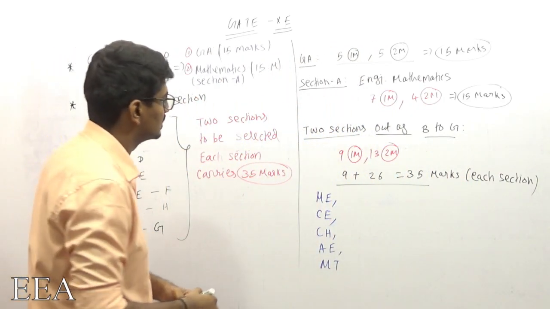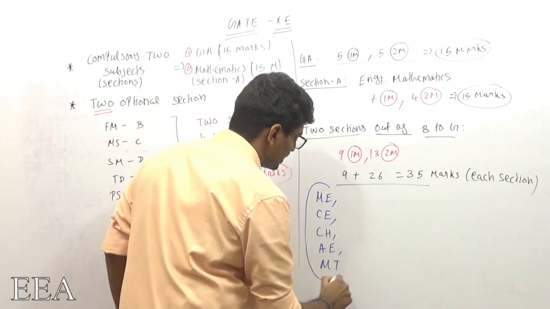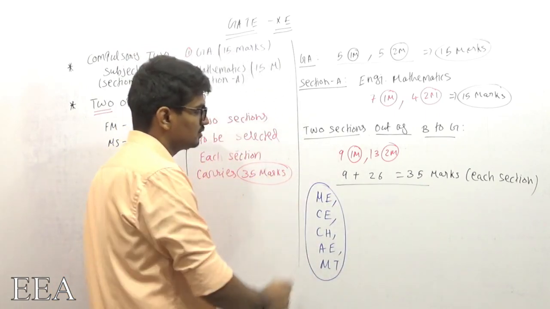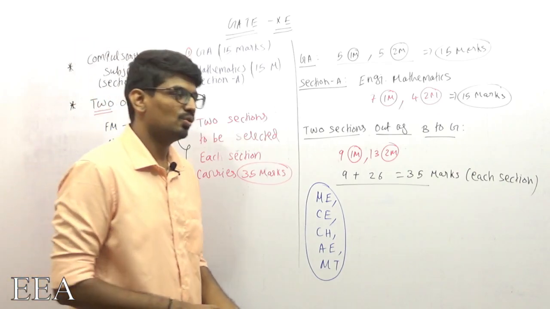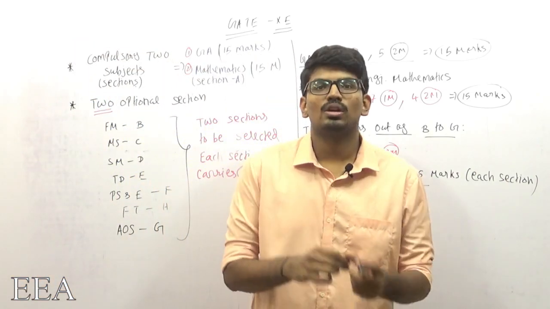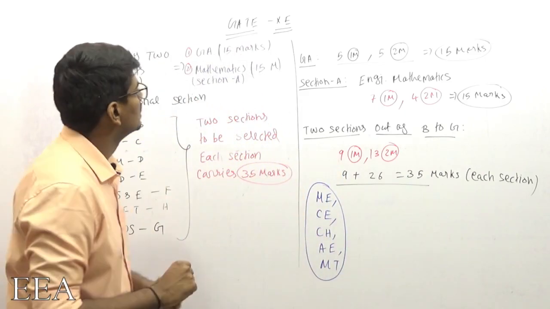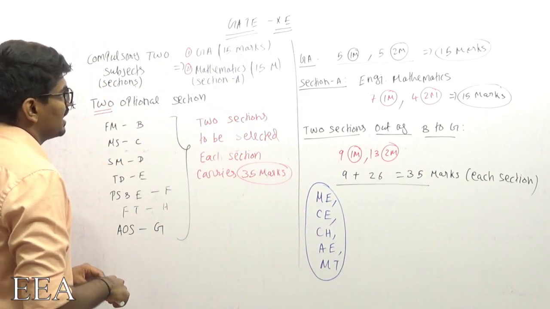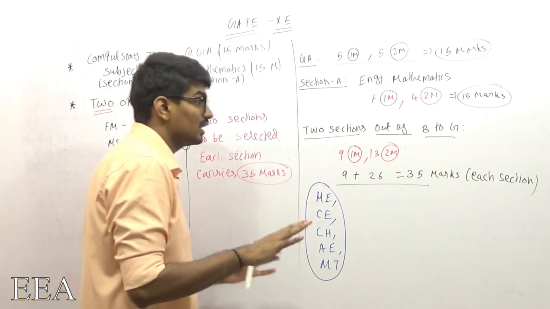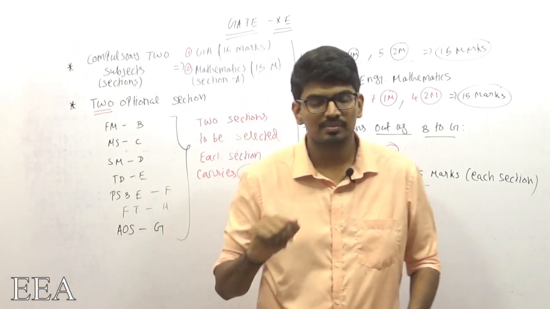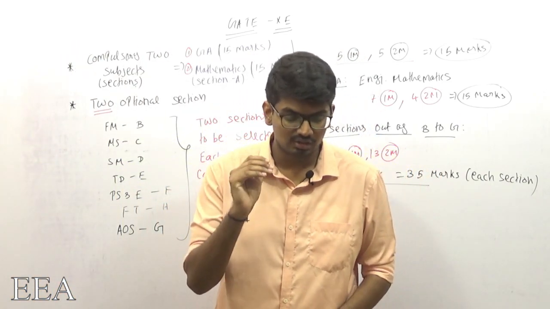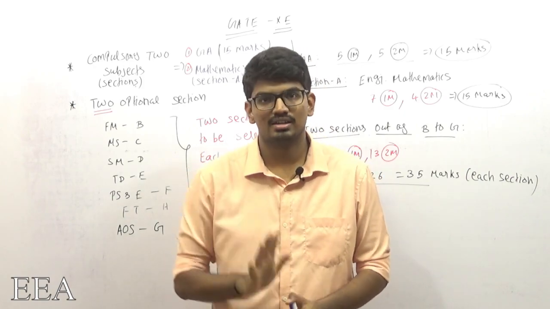So first of all, let me give you some brief about this XE. Then I will say how it is going to be useful for these departments and who will write XE. What is its advantage and what is its disadvantage? First of all, a basic thing about GATE: GATE consists of 65 questions, and it's going to be 100 marks.